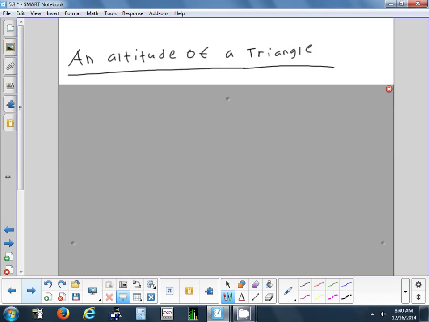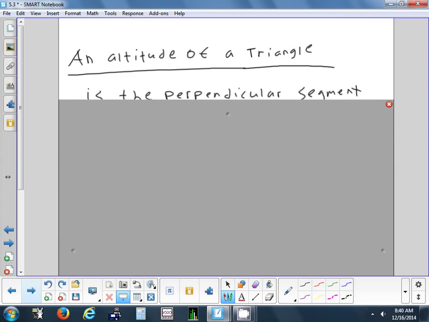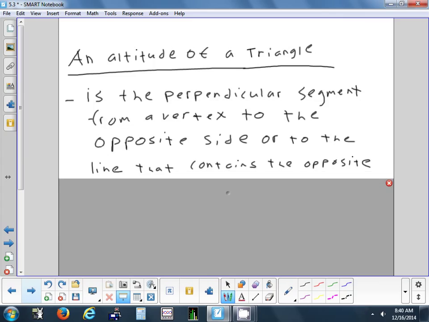Right, let's look at our last special set of segments. And these are the altitudes. Okay, so an altitude is a perpendicular drawn from a vertex to the opposite side. And as I said, it has to be perpendicular. So you draw a segment from a vertex perpendicular to the opposite side.